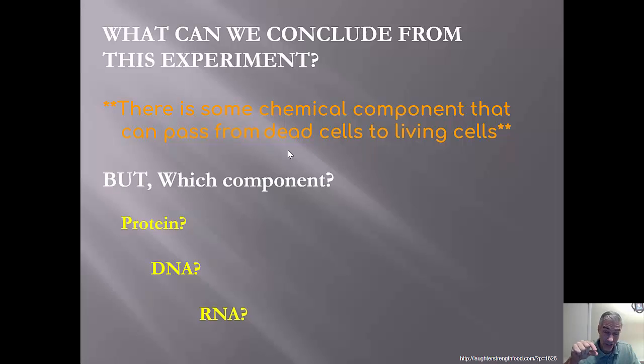This non-dangerous bacteria picked up the dead dangerous DNA, and now it started making the proteins that made it dangerous, which is why it transformed into the dangerous type. But he didn't know what component, DNA, protein, RNA, because those are the three candidates that they thought were the genetic material. And most leading scientists at the time thought it was protein.